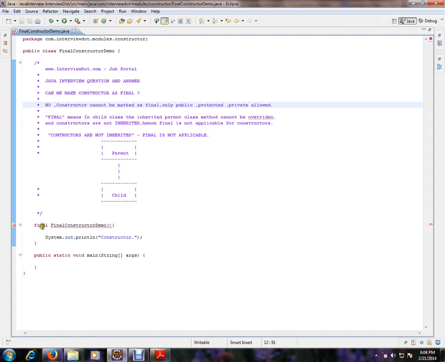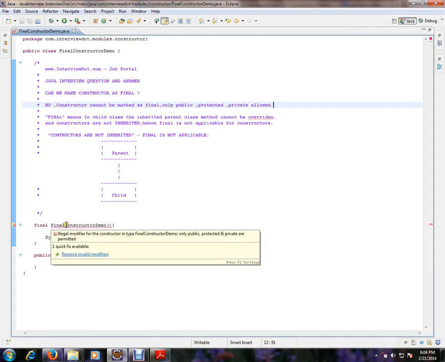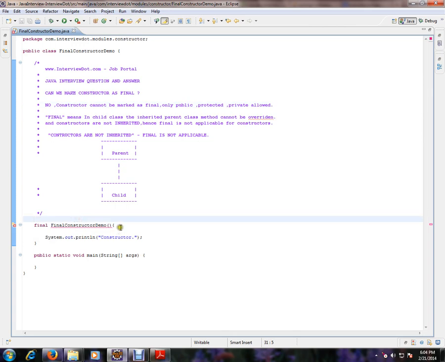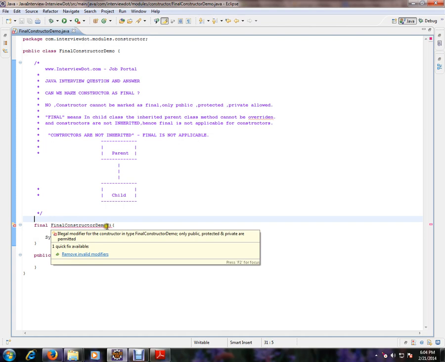So what will happen if you have a constructor with final? It will say only public, protected and private permitted. So you'll be getting a compilation error. The interviewer is expecting you to say that constructors are not inherited, so final is not applicable, and you'll be getting a compilation error.